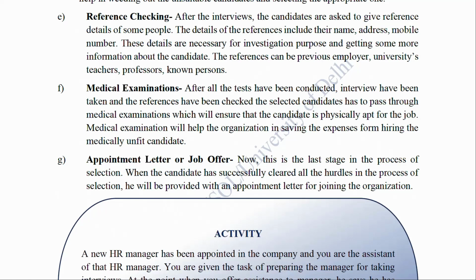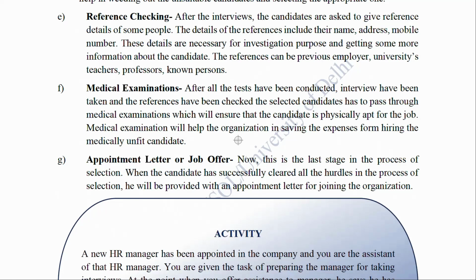Step 6. Medical examination. After all the tests have been conducted, interviews have been taken and the references have been checked, the selected candidate has to pass through medical examination which will ensure that the candidate is physically apt for the job. Medical examination will help the organization in saving the expenses from hiring the medically unfit candidate.